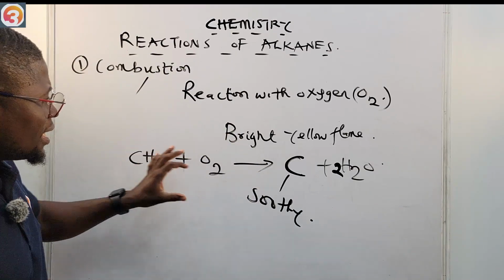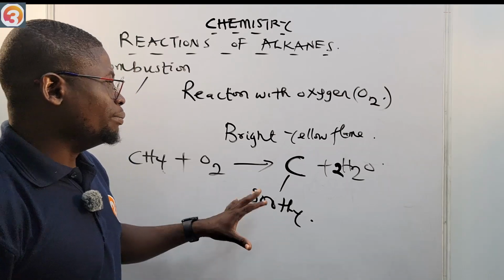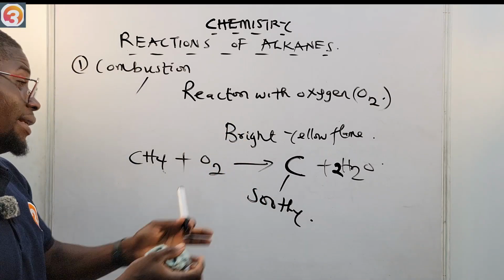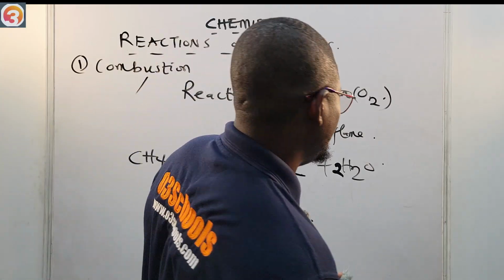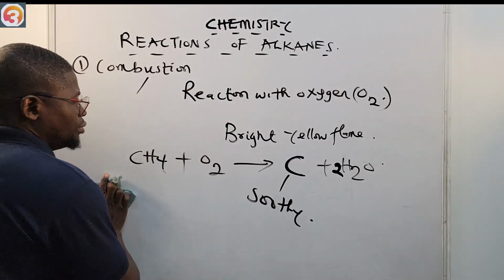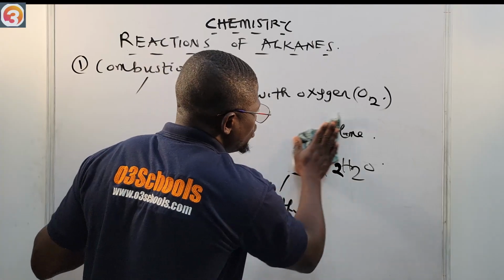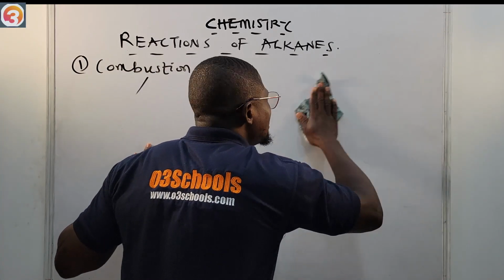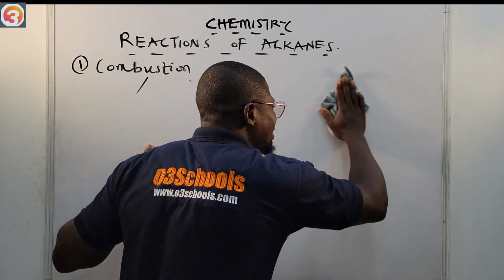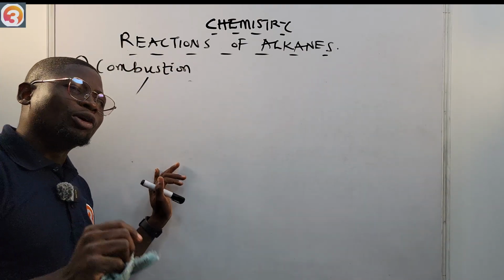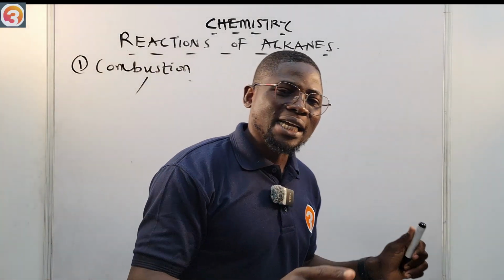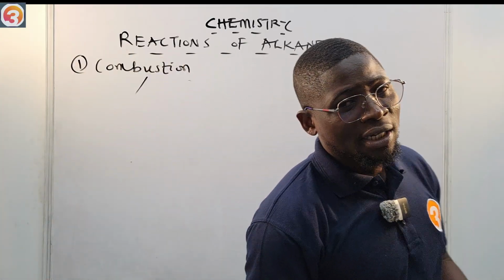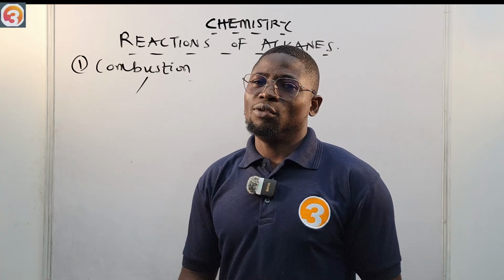So now, this carbon usually is sooty, and then it burns with a bright yellow flame. So please just take note of that. But that happens in the case of incomplete combustion. Like I said, what matters most in the case of combustion is not that our equation is balanced, though, but the products of the reaction. For complete combustion, we always have carbon dioxide and water as products. But for incomplete combustion, we either have carbon and water, or carbon monoxide and water.